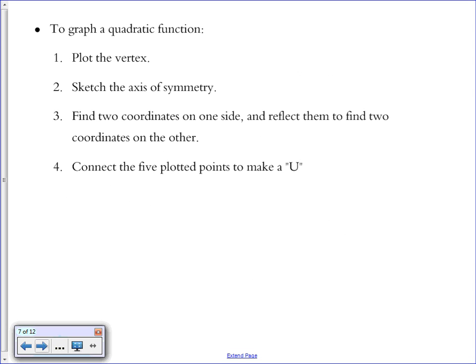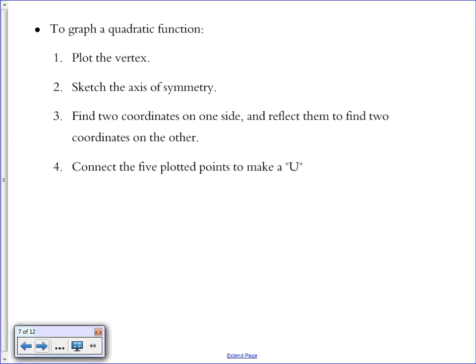To then graph a quadratic function, which is logically where we were headed, you want to start by graphing the vertex. So you'll have that center point, and you'll plot that first. You should write these steps down if you're taking notes. The next thing I like to do is sketch the axis of symmetry as a dotted line. And then I just need to find a couple more points, 2 more points that are on one side of the axis of symmetry.